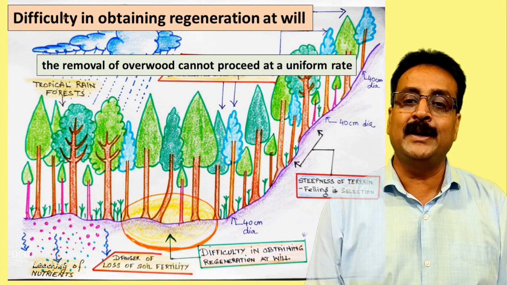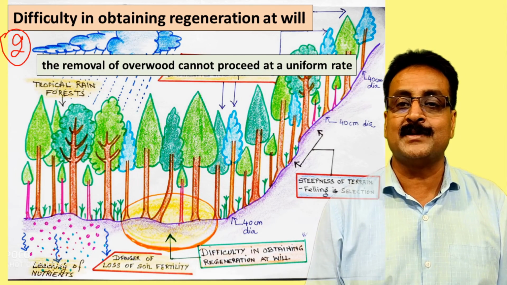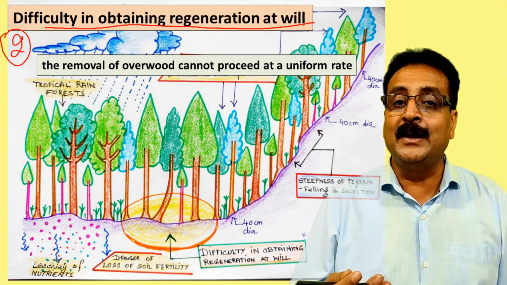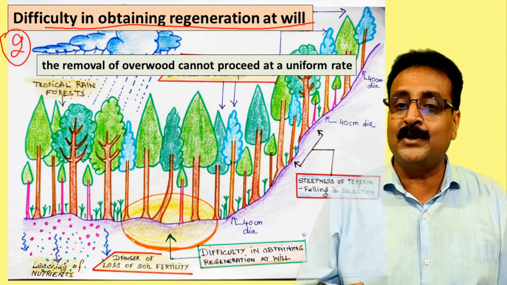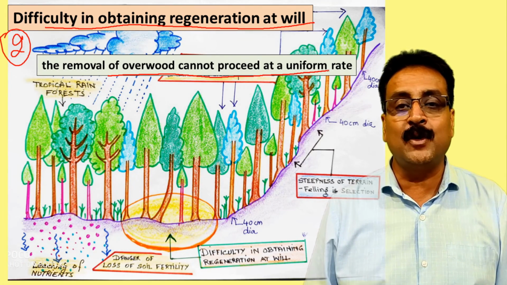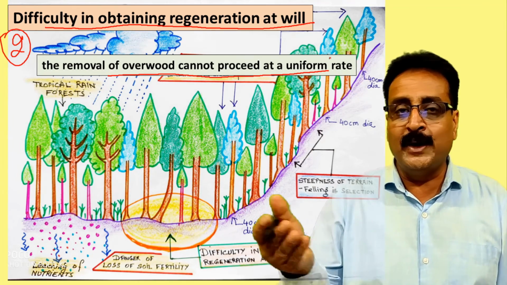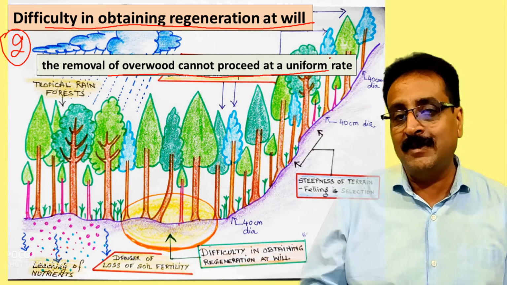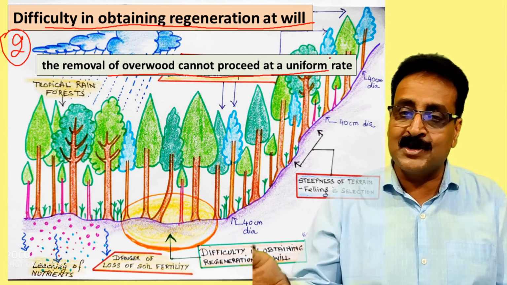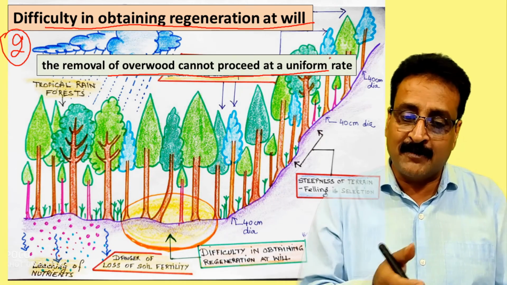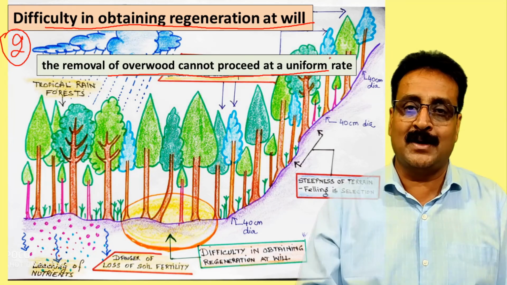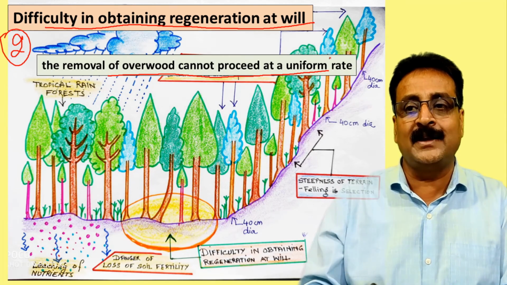Number two point which I want to discuss is the difficulty in obtaining the regeneration at will. As per your will, you cannot get that regeneration. You have to wait for nature. Now the removal of wood cannot proceed at a uniform rate. You cannot keep on cutting down without waiting for the regeneration to come. It is not as per the will, so we have to wait. We have to see whether, after what we are felling, regeneration is following or not. If regeneration is not coming after felling, we have to stop it. So that's why it becomes irregular, and we have a difficulty in obtaining the regeneration at will.